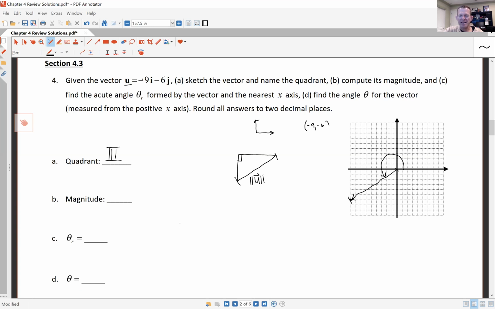So the side here is length 6 and the side here is length 9. So we know the Pythagorean theorem says the length of u is the square root of 6 squared plus 9 squared, or 36 plus 81, the square root of 117, which is approximately 10.82 units long.